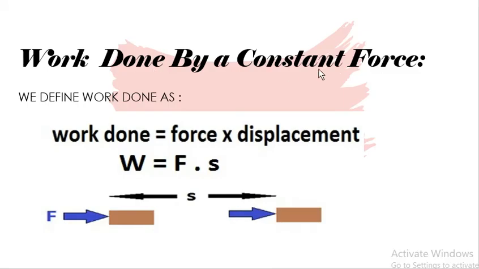Work done by a constant force. We define work done as: work is only done when there is force and there is displacement. So whenever you're pulling something and it gets displaced, that means work is done, right? And when it is not displaced and when it is at rest, that means work done is zero.